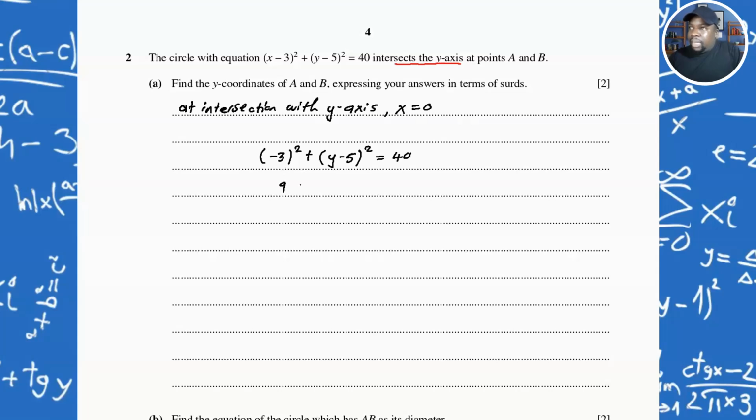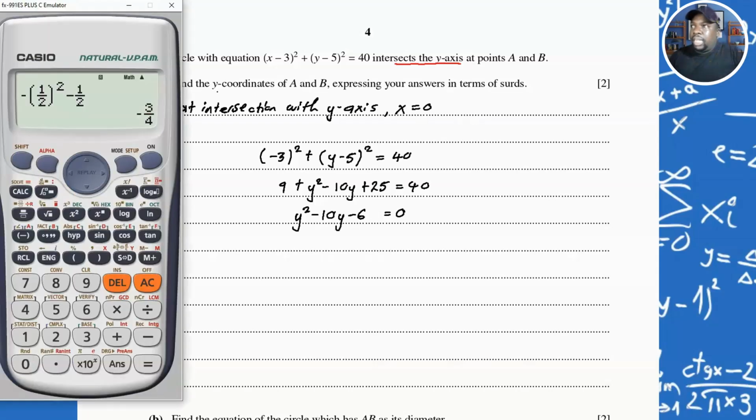is 9, so 9 plus, and expanding this bracket we get y squared minus 10y plus 25 being equal to 40. All right, so rearranging, we'll be having y squared minus 10y, then 9 plus 25 is 34, and if we take the 40 to the left, it will be 34 minus 40, which is minus 6, and that's all equal to 0. All right, so we need to solve this equation here.